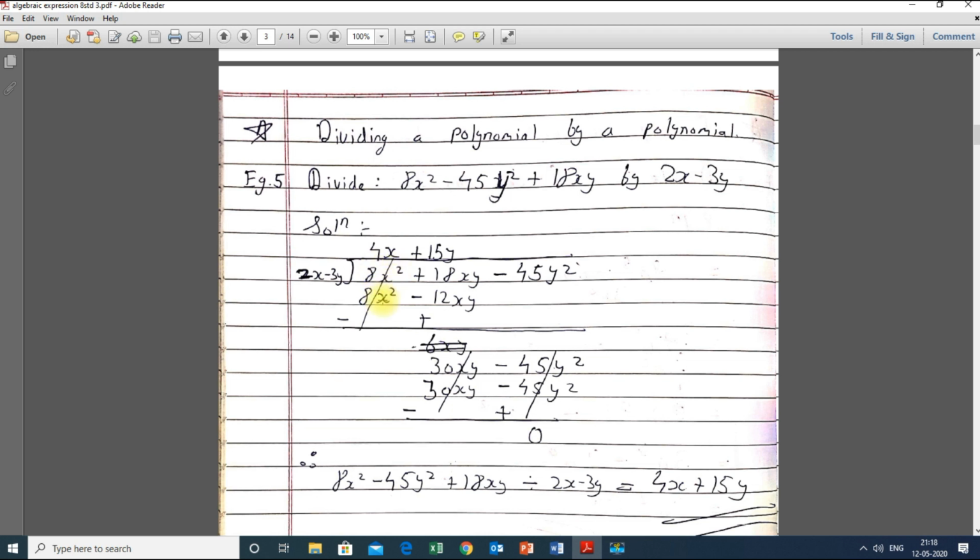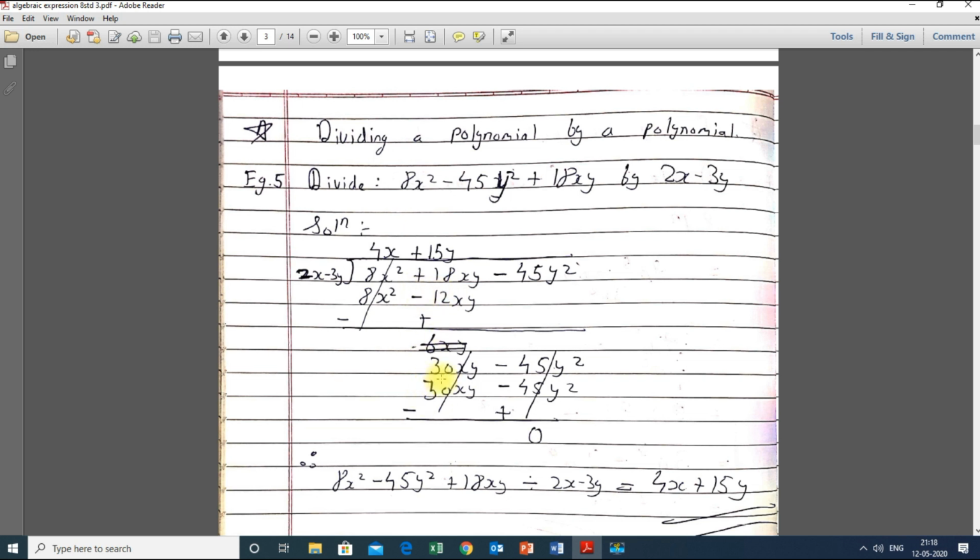Therefore you cancel this particular part, directly becomes 0. Now plus 18 plus 12. See, plus 18 and plus 12. We have to consider this sign. So plus 18 plus 12 is what? Plus 30, sign of greater number.